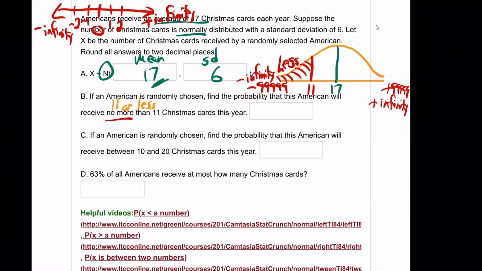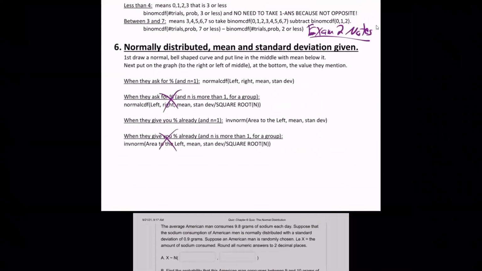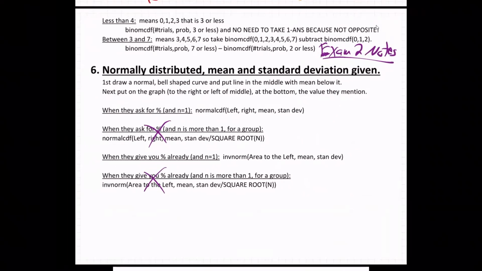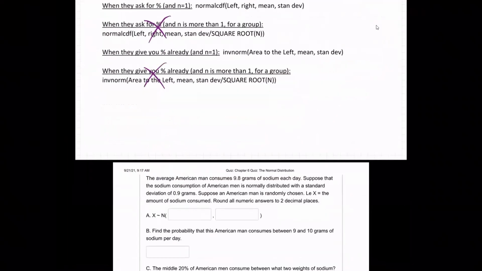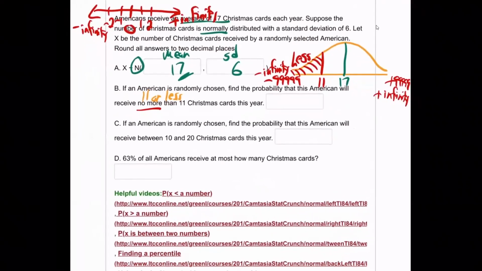All right, so now we're ready to go to the calculator. And what do we do in the calculator? Well, if you look back at the notes, here's the exam 2 notes. They tell us whether they're asking for a percentage or giving a percentage. Well, on this one, they're asking for a percentage, so we're going to use normal CDF. You might wonder, where did they ask for a percentage? Well, because they said, find the probability. Probability is a percentage, huh?